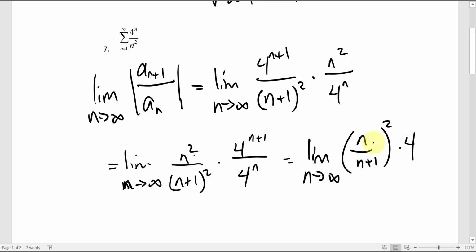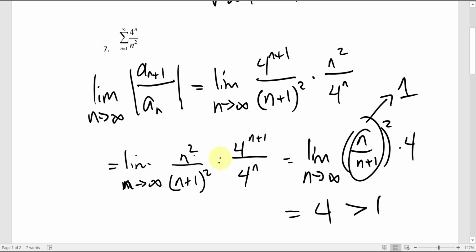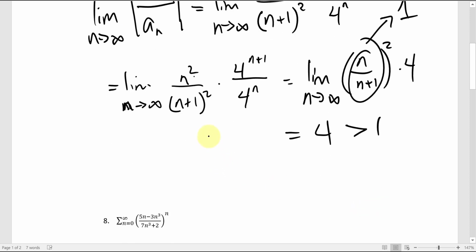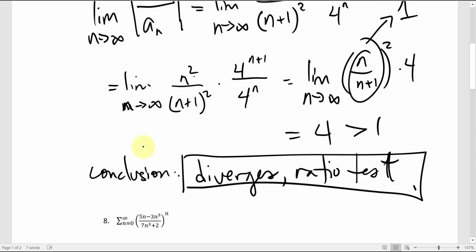By writing it this way, the way I'll argue this is that I know what's inside here will go to 1. And so I have a continuous function, x squared, that inside approaches 1. So the whole thing approaches 1 times 4. So the whole thing approaches 4. And that's bigger than 1, which is the critical dividing line in the ratio test. So conclusion, and there's the answer for that one.